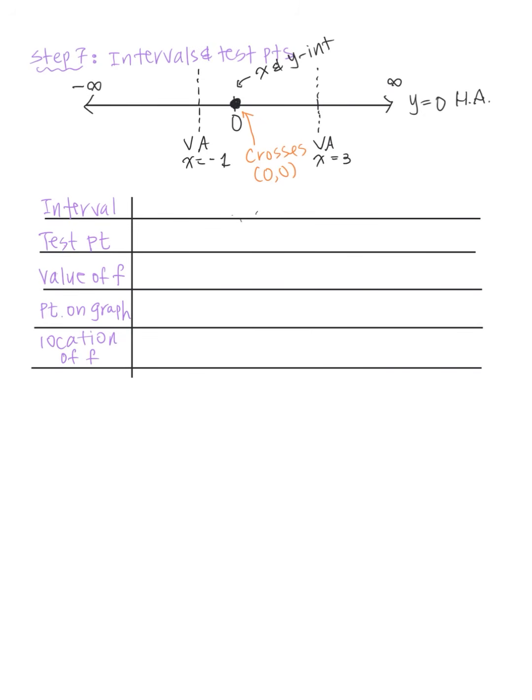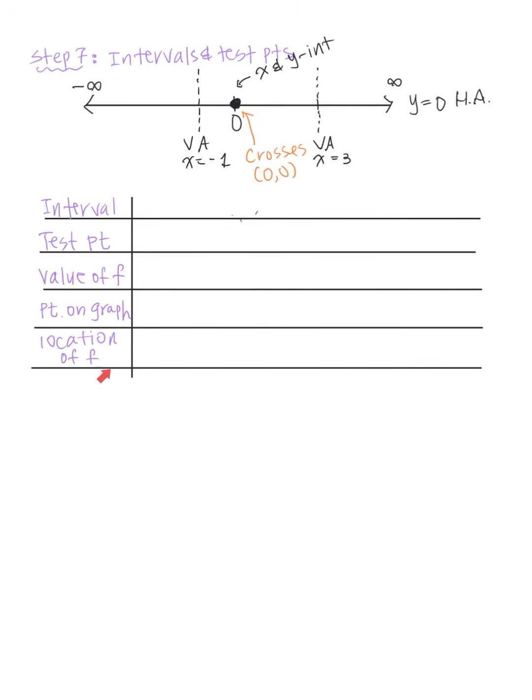Okay, so what I did was I just copy and pasted the number line that we just drew. And here's the chart that I usually draw out. So the first one says interval. Second one is the test point. And then the third one is the value of f. And then point on the graph and location of the graph.